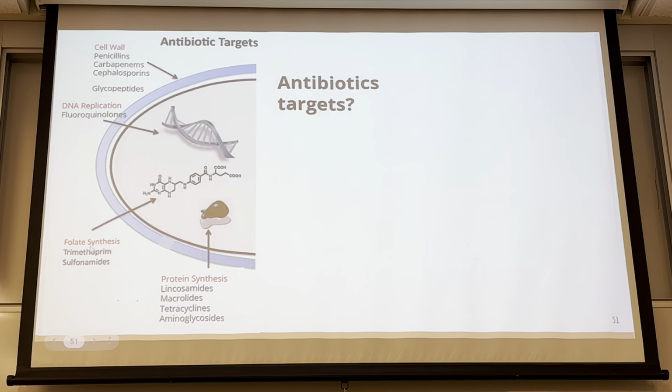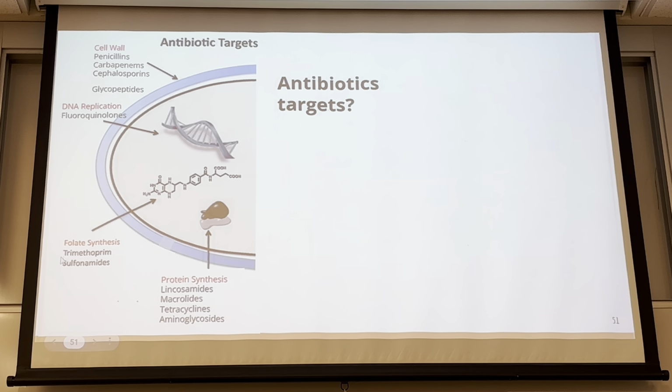So then folate synthesis. We don't make our own folate, we have to get that from our diet, but bacteria make their own folate. Folate is a vitamin, so folate synthesis inhibitors are trimethoprim and sulfonamides.